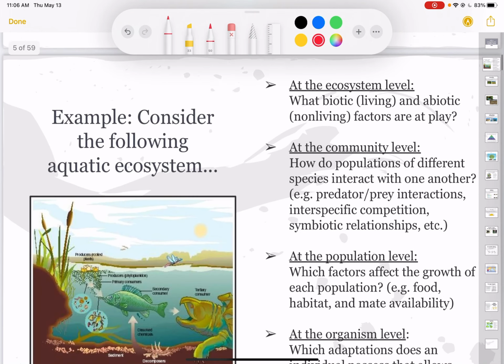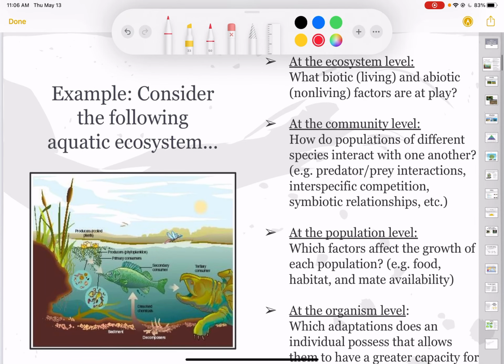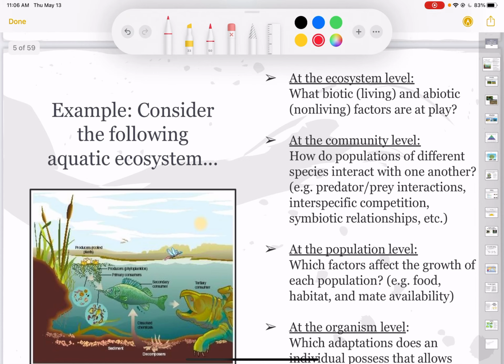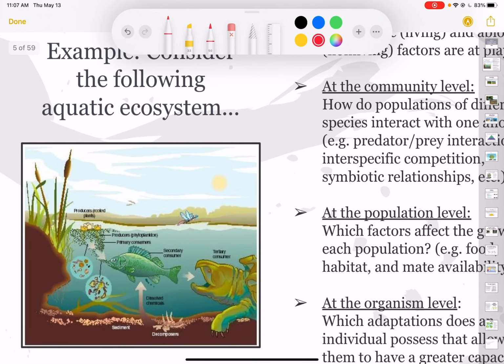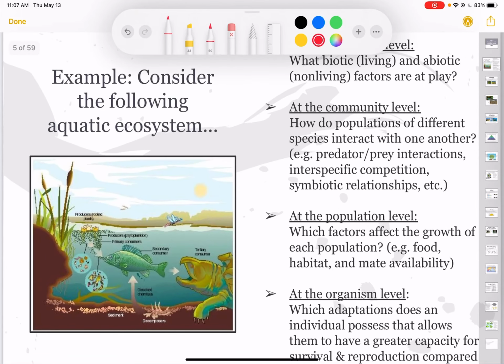Well, I'll give you an example. So at an ecosystem level, what biotic and abiotic factors are at play? If we look at this aquatic ecosystem, what are all the different things? We've got fish, flies, different plants, sediment, cattails, the sun. There's so many different things there that are playing a part.